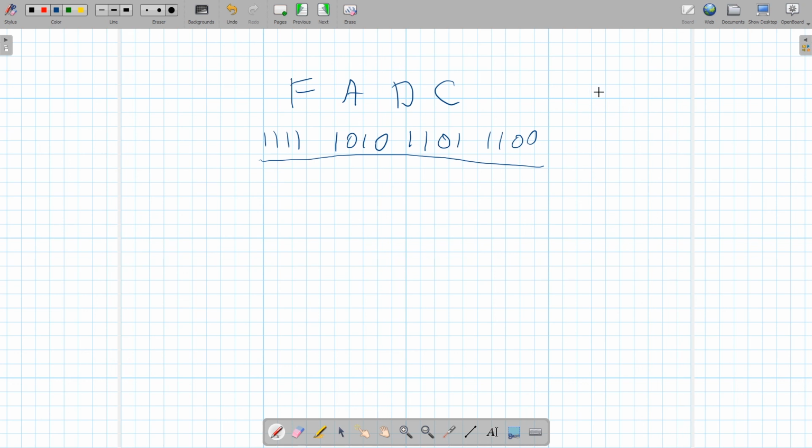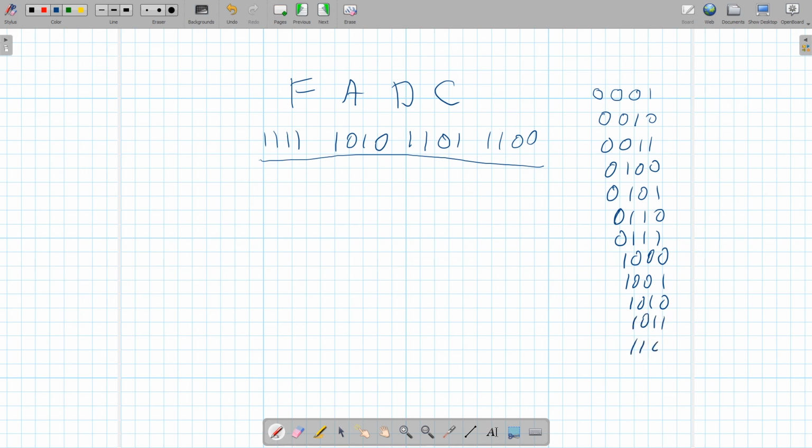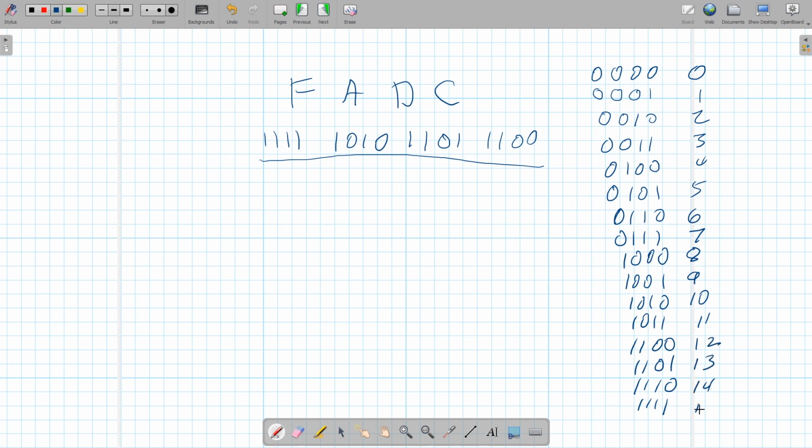And the easiest way to do that is to write out the numbering system. Write it out. And remember that this is, oh, we forgot 0, 0, 0 up here. This is 0, this is 1, this is 2, this is 3, this is 4, 5, 6, 7, 8, 9, 10, 11, 12, 13, 14, 15, which is also the 0 through 9, A, B, C, D, E, and F.